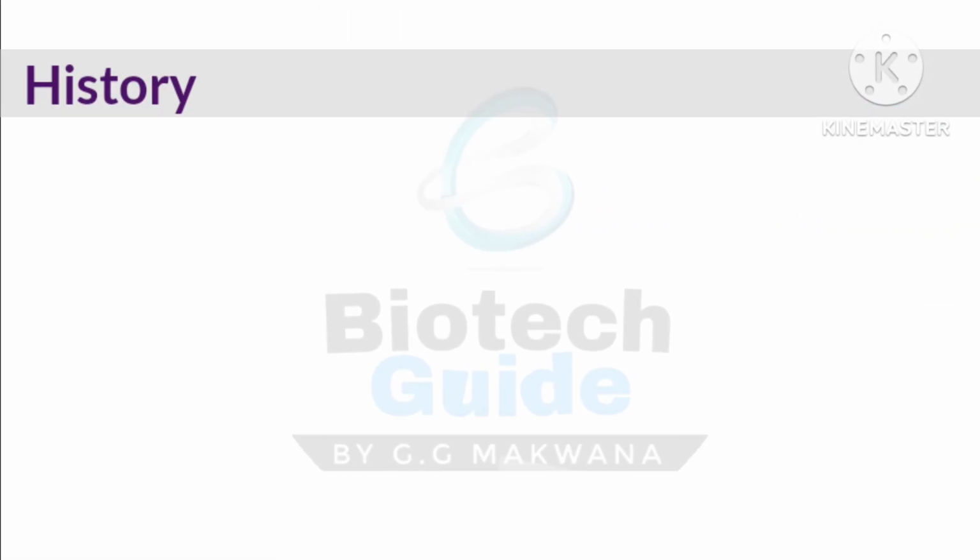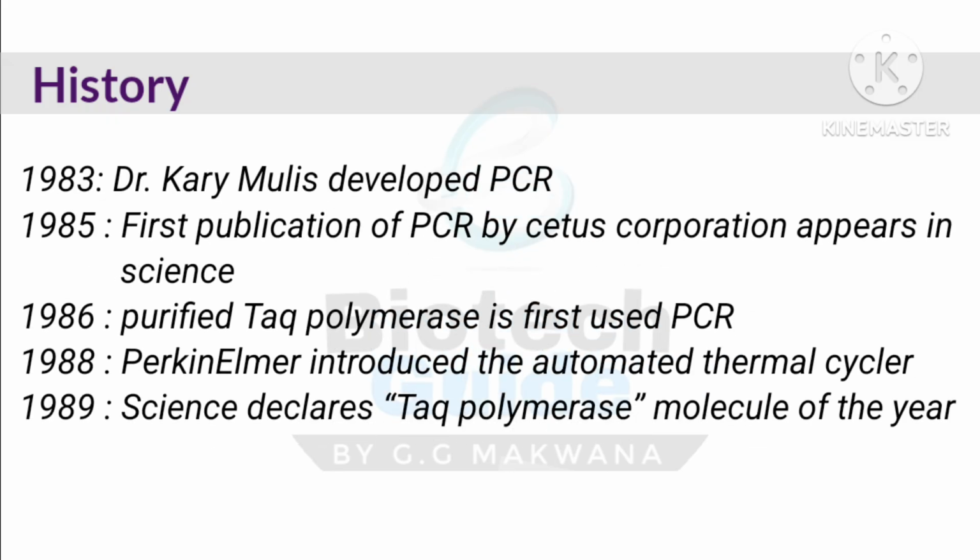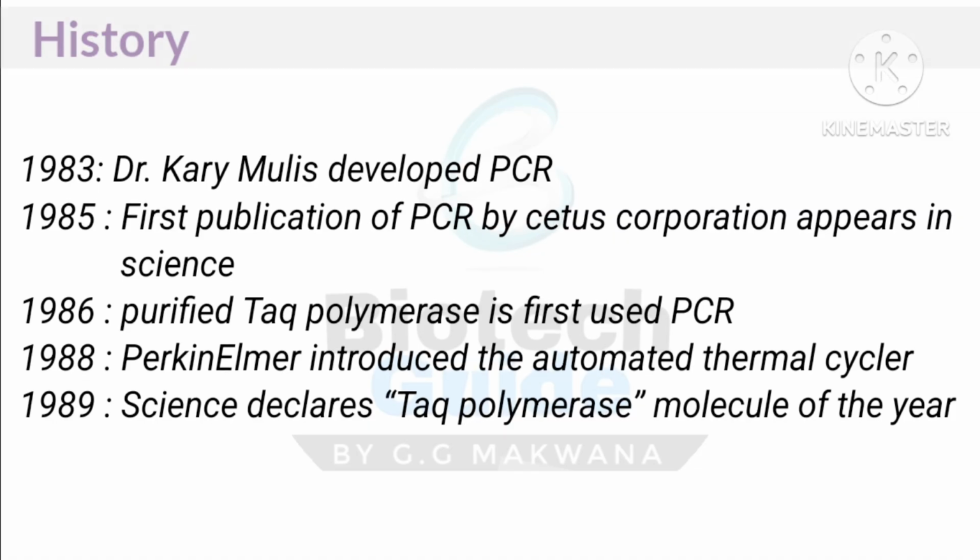Let us briefly go through the introduction or history part. In 1983, Dr. Kary Mullis developed PCR. In 1985, the first publication of PCR by Cetus Corporation appeared in Science. In 1986, purified Taq polymerase was first used in PCR, which was a great invention. Then in 1988, Perkin-Elmer introduced the automated thermal cycler. And in 1989, Science declared Taq polymerase the molecule of the year, which is also a great invention, and that makes a PCR reaction in a very simple, easy way.